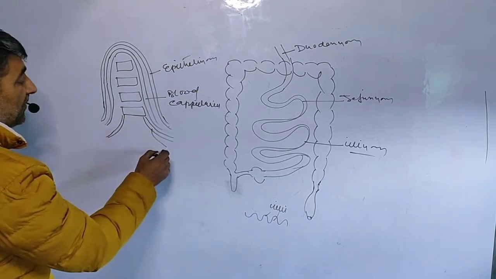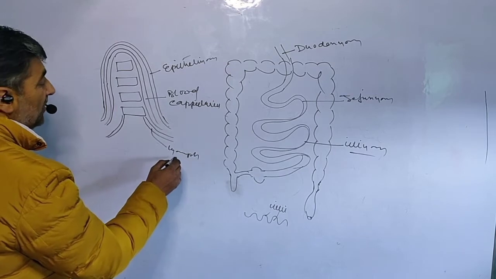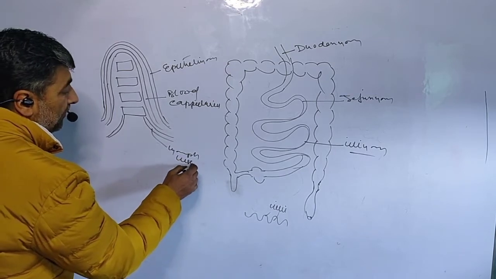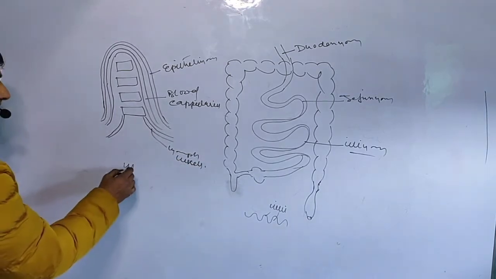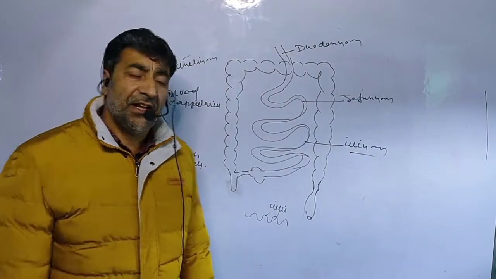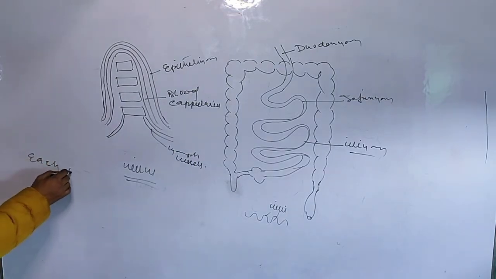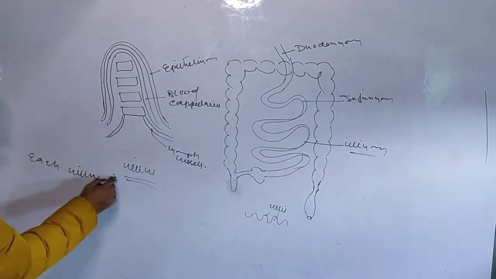These are lymph capillaries, or we can say lymph vessels. This is the structure of a villus. Each villus is lined by epithelium.